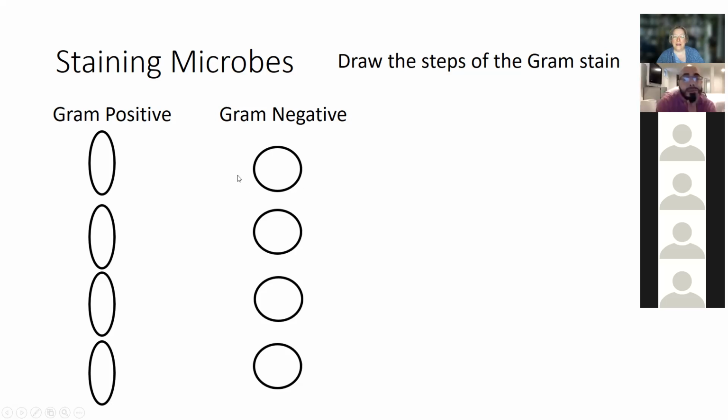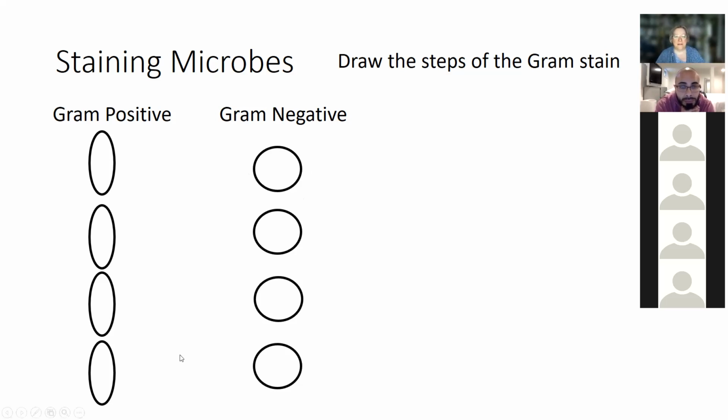And here I've got a circle-shaped bacteria, okay? By the way, we have specific terms for these. If it's rod-shaped, it's bacillus if it's one, bacilli if it's more than one. Circles are cocci if there's more than one, coccus if there's one, okay?